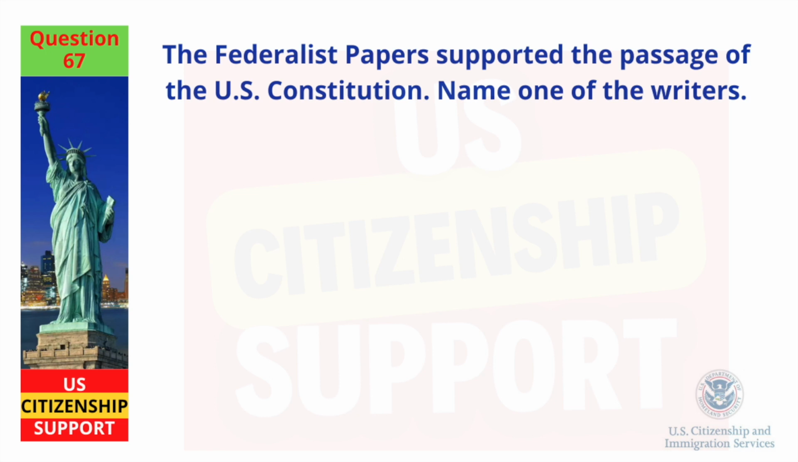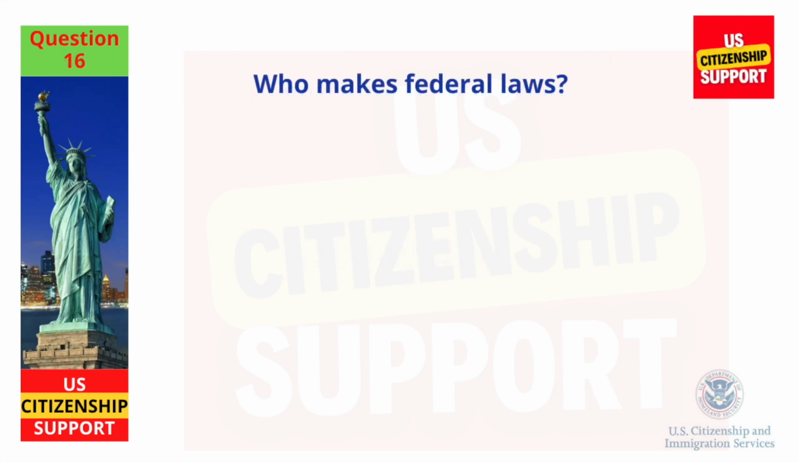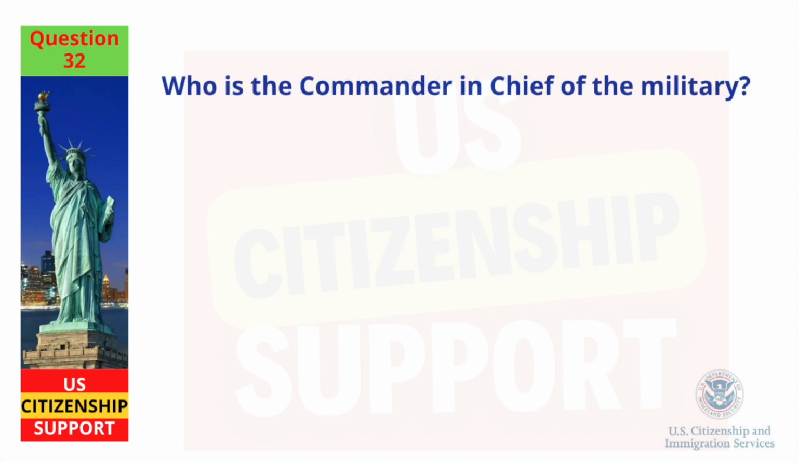The Federalist Papers supported the passage of the US Constitution. Name one of the writers. James Madison. Who makes federal laws? Congress. Who is the commander-in-chief of the military? The president.